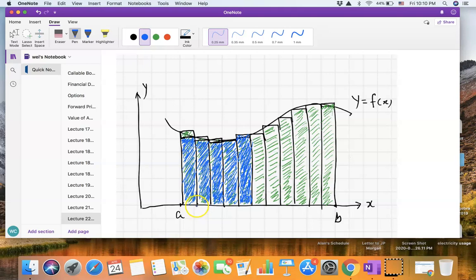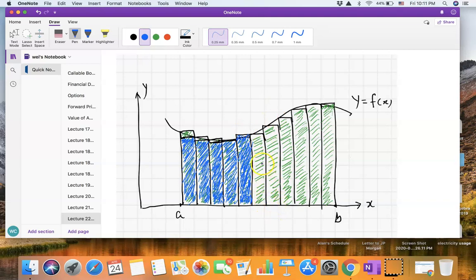For the first rectangle, I use this point, the second point, to determine the height. For the second rectangle, I use the third point to determine the height. For the third rectangle, I use the fourth point, and the fifth point, and the sixth point. Now for this rectangle, I'm going to use this point to determine the height.